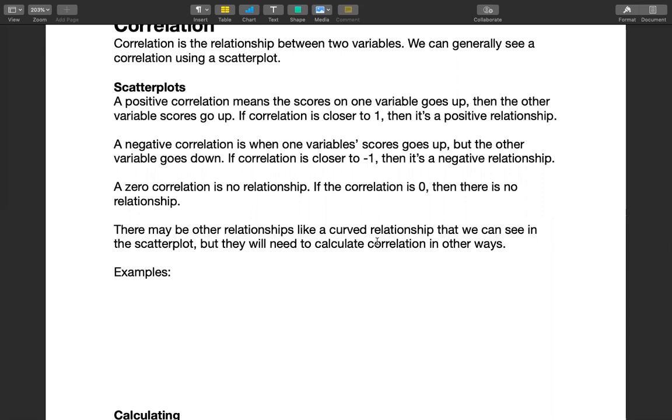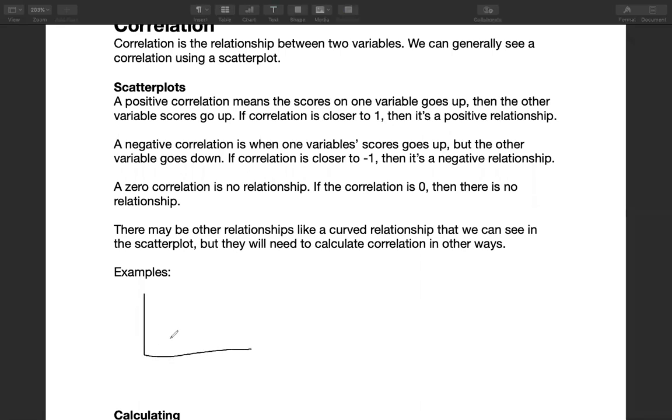So there may be other relationships like curved, or a scatter plot that isn't linear, and there's still a trend, but it's not linear. There are other ways variables can be correlated and other ways to calculate those as well. But in this video, we're just going to take a look at our linear correlations.